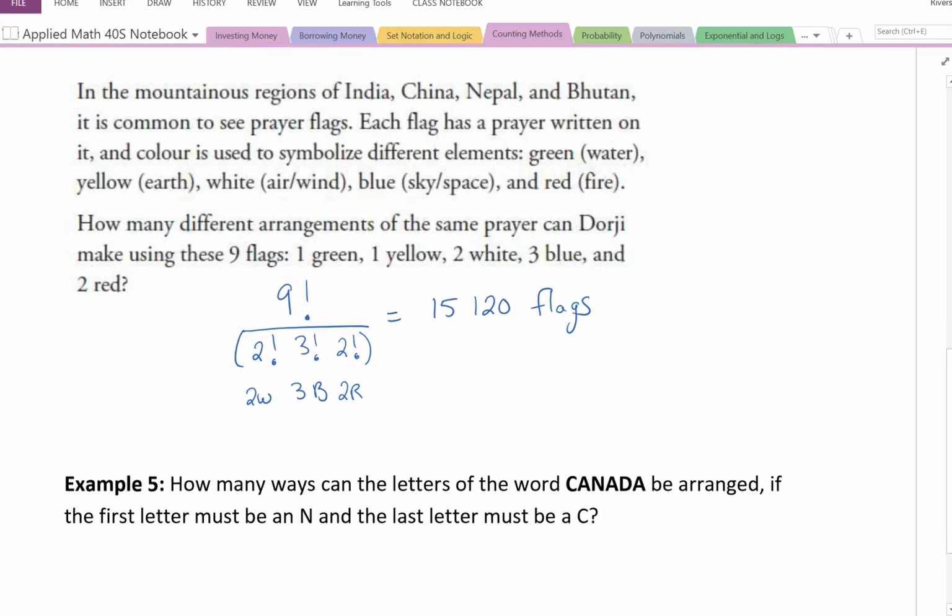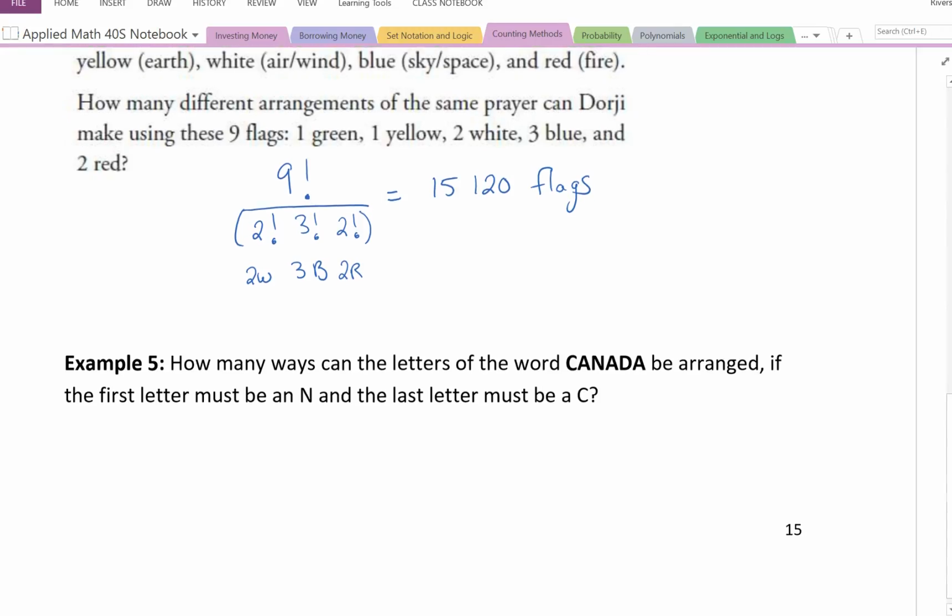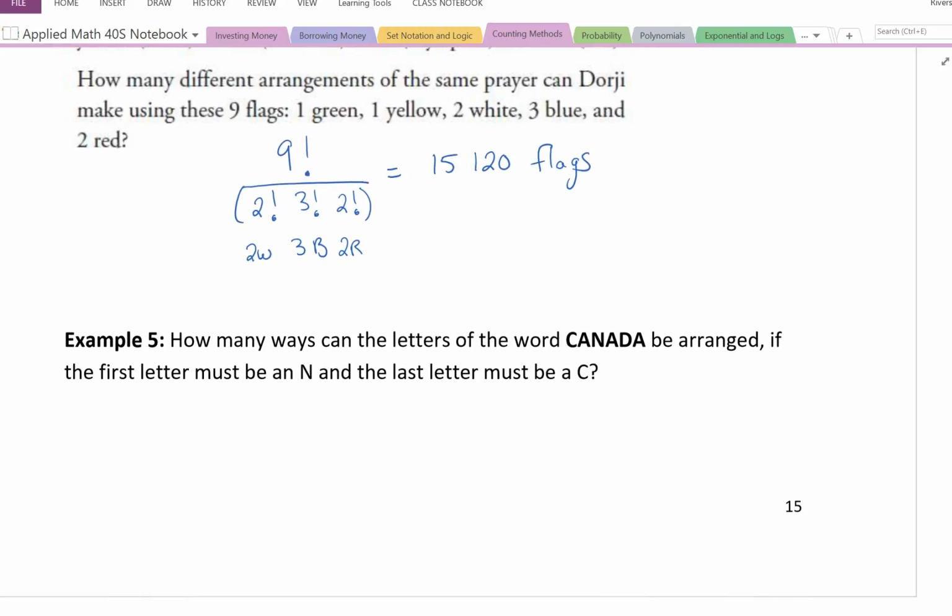Okay, go ahead and try example 5. You can hit pause on the video and try it on your own. It says, how many ways can the letters of the word Canada be arranged if the first letter must be an N and the last letter must be a C? Try it first before you see how I do it, because I think you have the tools you need to figure this out. So how do we do that?